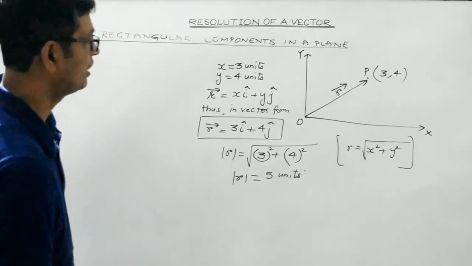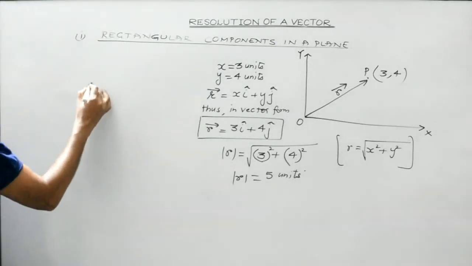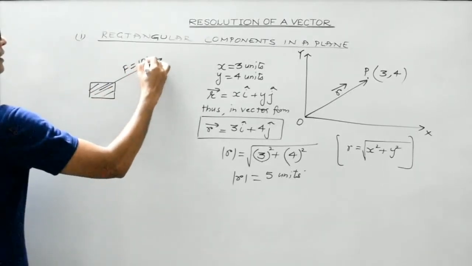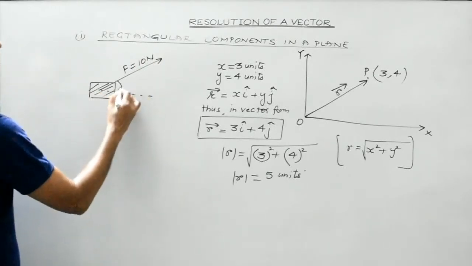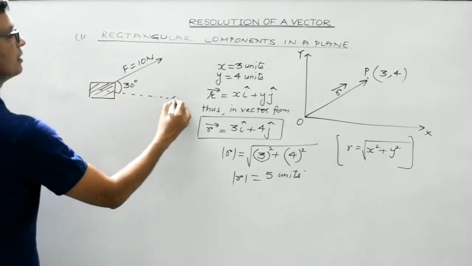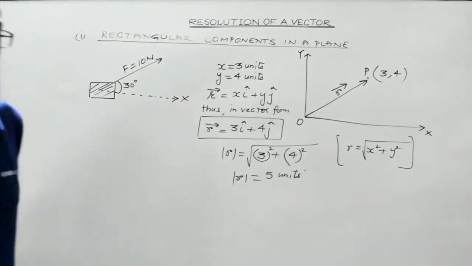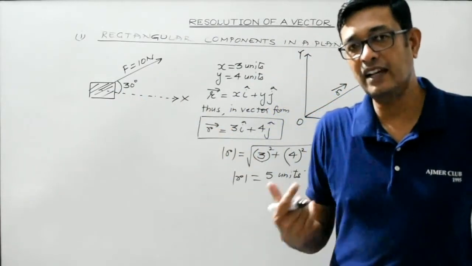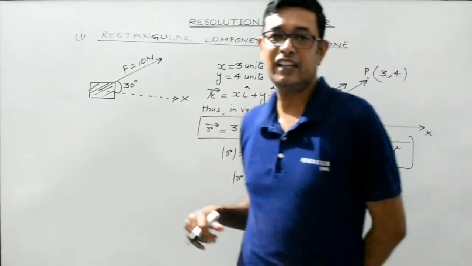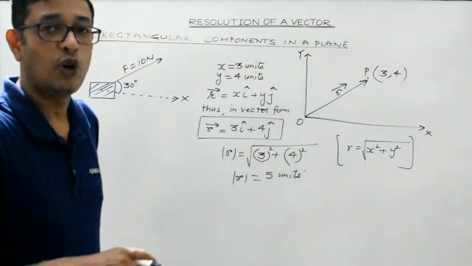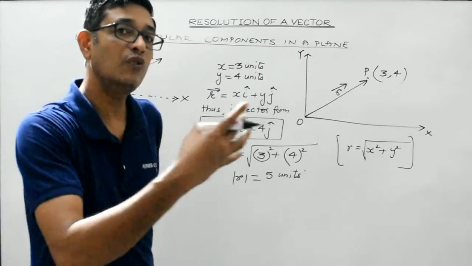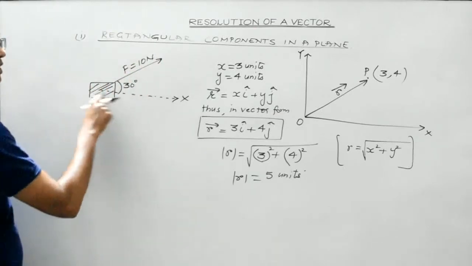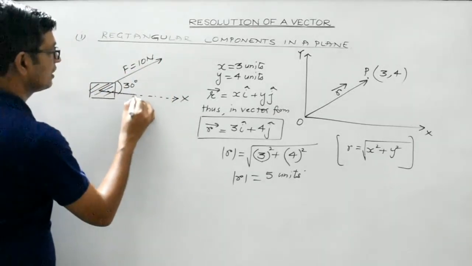Clear? Similarly, students, another case. Suppose this is an object and a force of 10 Newton is acting in a direction making an angle of 30 degree with the x-axis. Let us consider a force of 10 Newton to be acting on a body which is inclined at an angle of 30 degree with the x direction, right? We are supposed to find out the component of force along the x direction and along the y direction. Now we are aware it has to be split. It has to be split in two perpendicular components, right? So one of the components is like this.